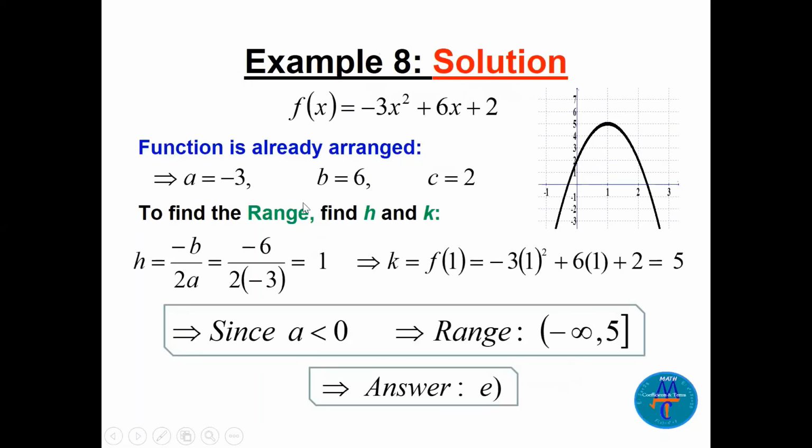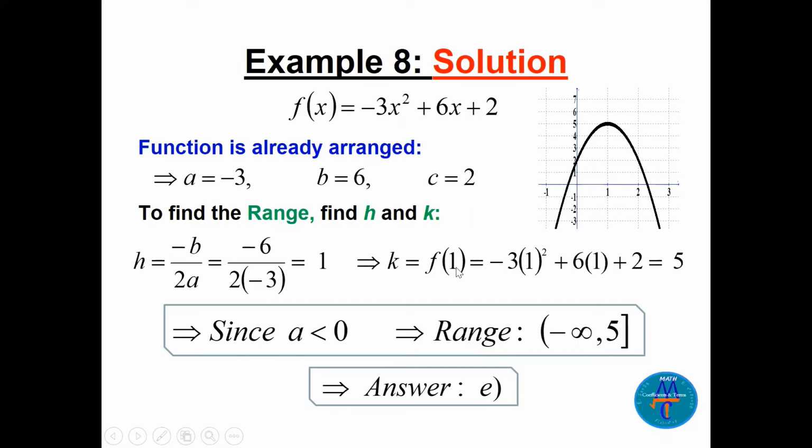Now, this is already arranged. So A is minus 3, B is 6, C is 2. So let's find the range. We need H and K. H is minus B over 2A, so minus 6 over 2 times minus 3, which is 1. K will be f of 1. So I put 1 in the function there, we get 5.